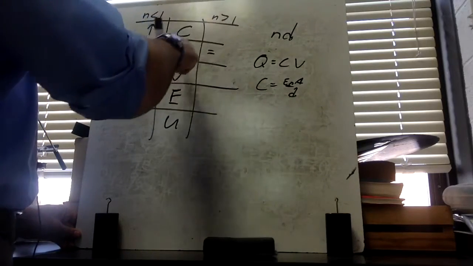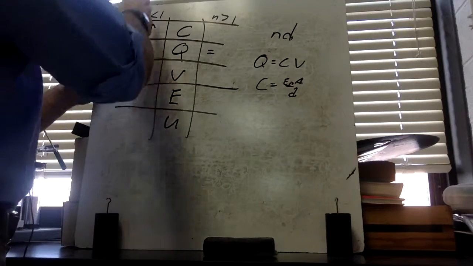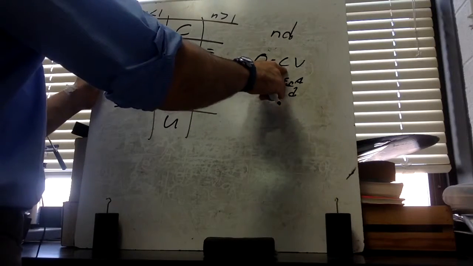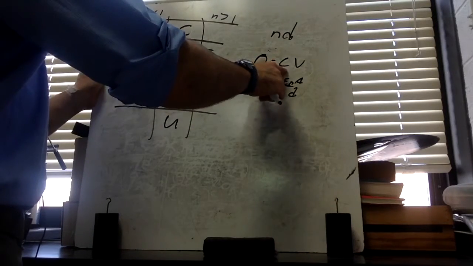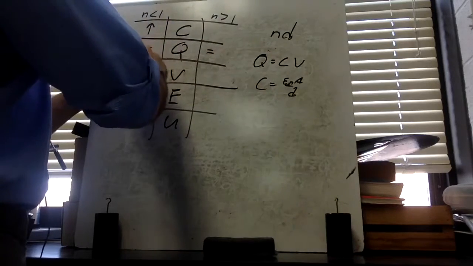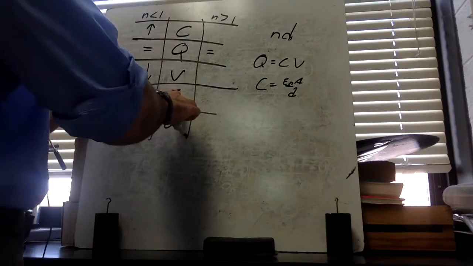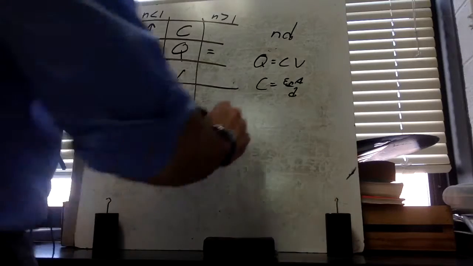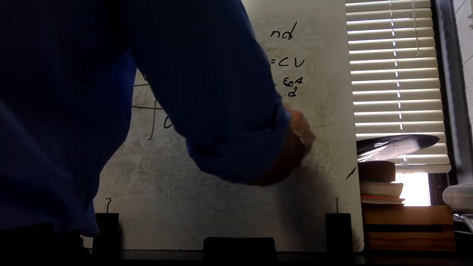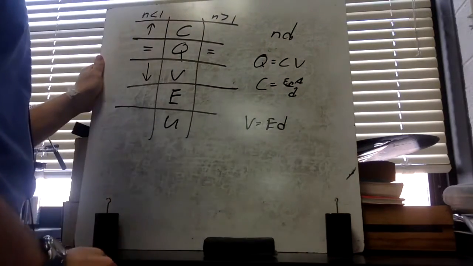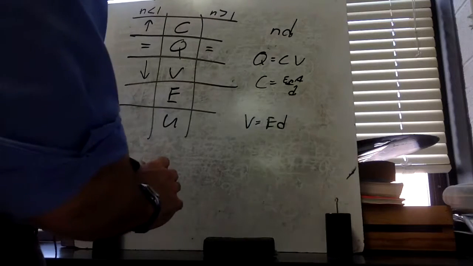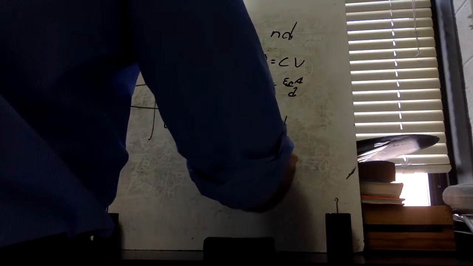And if C gets, let's just deal with this one for now down here. So if C gets bigger, this has to stay the same. So if C gets bigger, that means V gets smaller. Right? And the electric field, V is ED, right? So E is V over D.